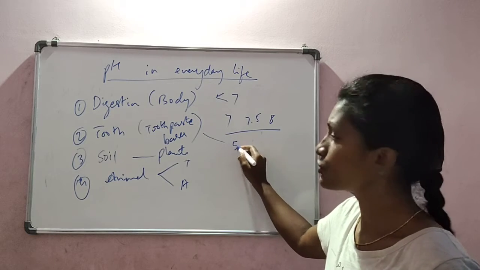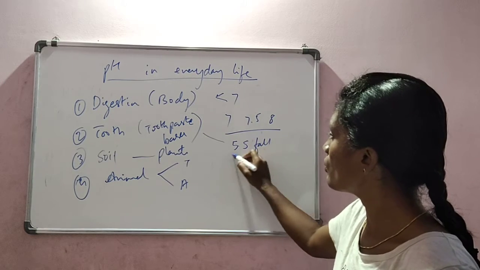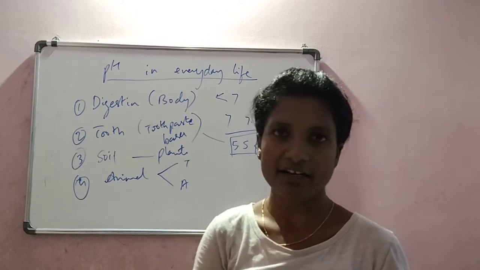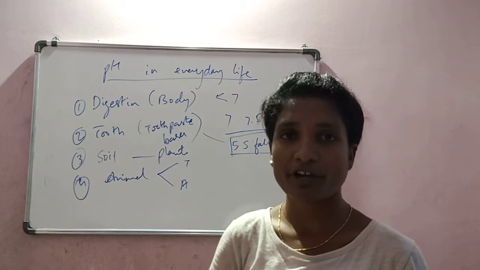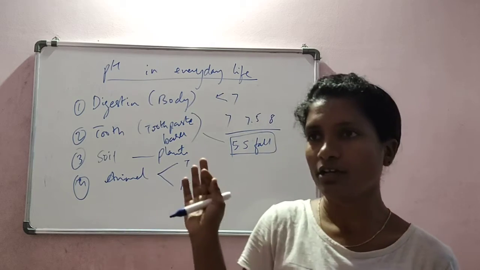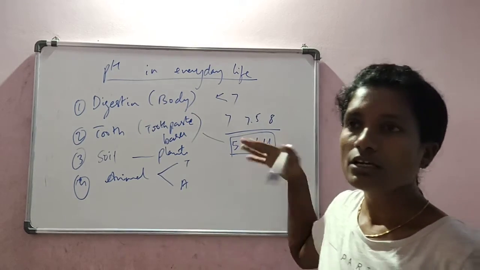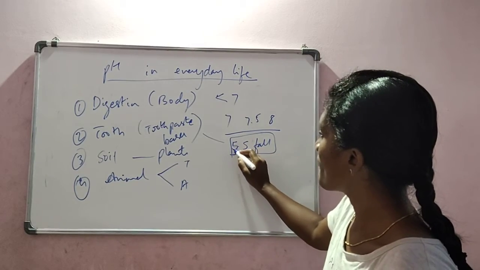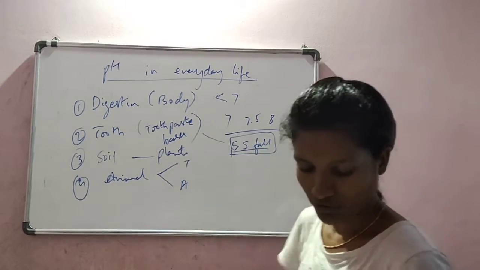So here the pH should not fall below 5.5. If the acidity in the mouth is checked, it should not be less than 5.5. It can be more than 5.5. It means we have a healthy tooth or healthy mouth. It should not be less than 5.5.